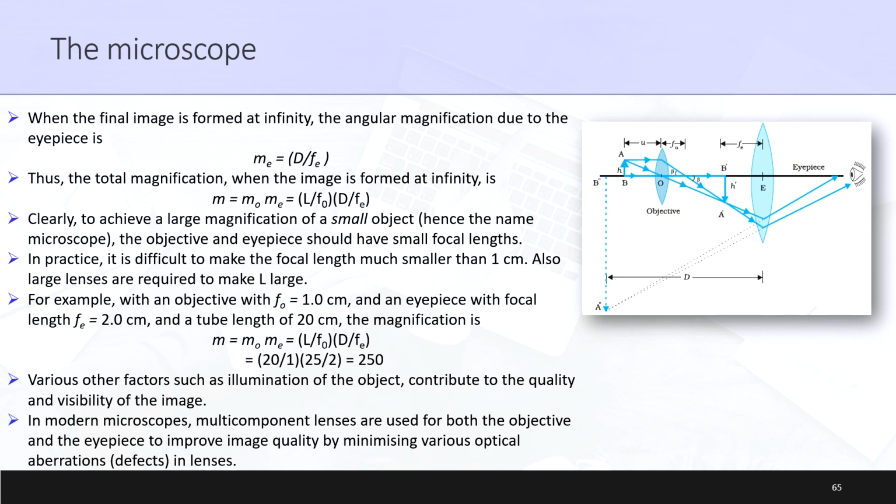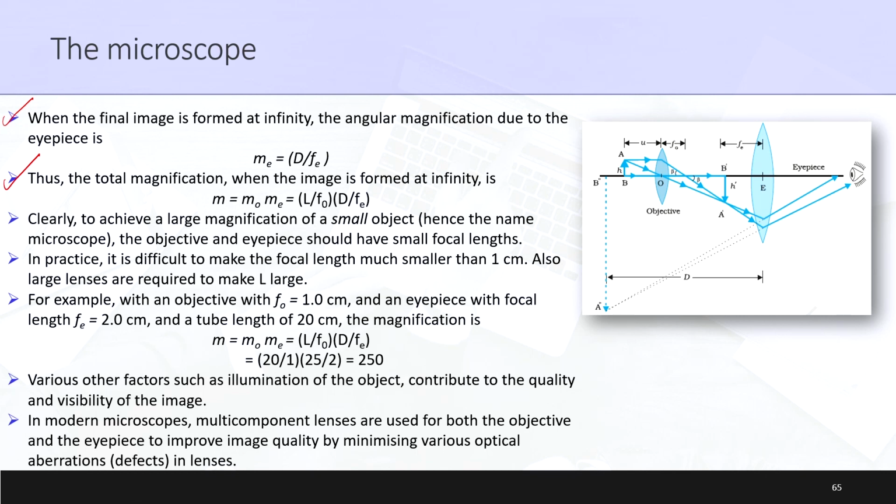So, this thing has been explained. Now, clearly, to achieve a large magnification of a small object, hence the name microscope, the objective and the eyepiece should have small focal lengths, quite evident. If these are small, the magnification would increase very drastically. In practice, it is difficult to make the focal length much smaller than 1 centimeter. Also, large lenses are required to make capital L large.